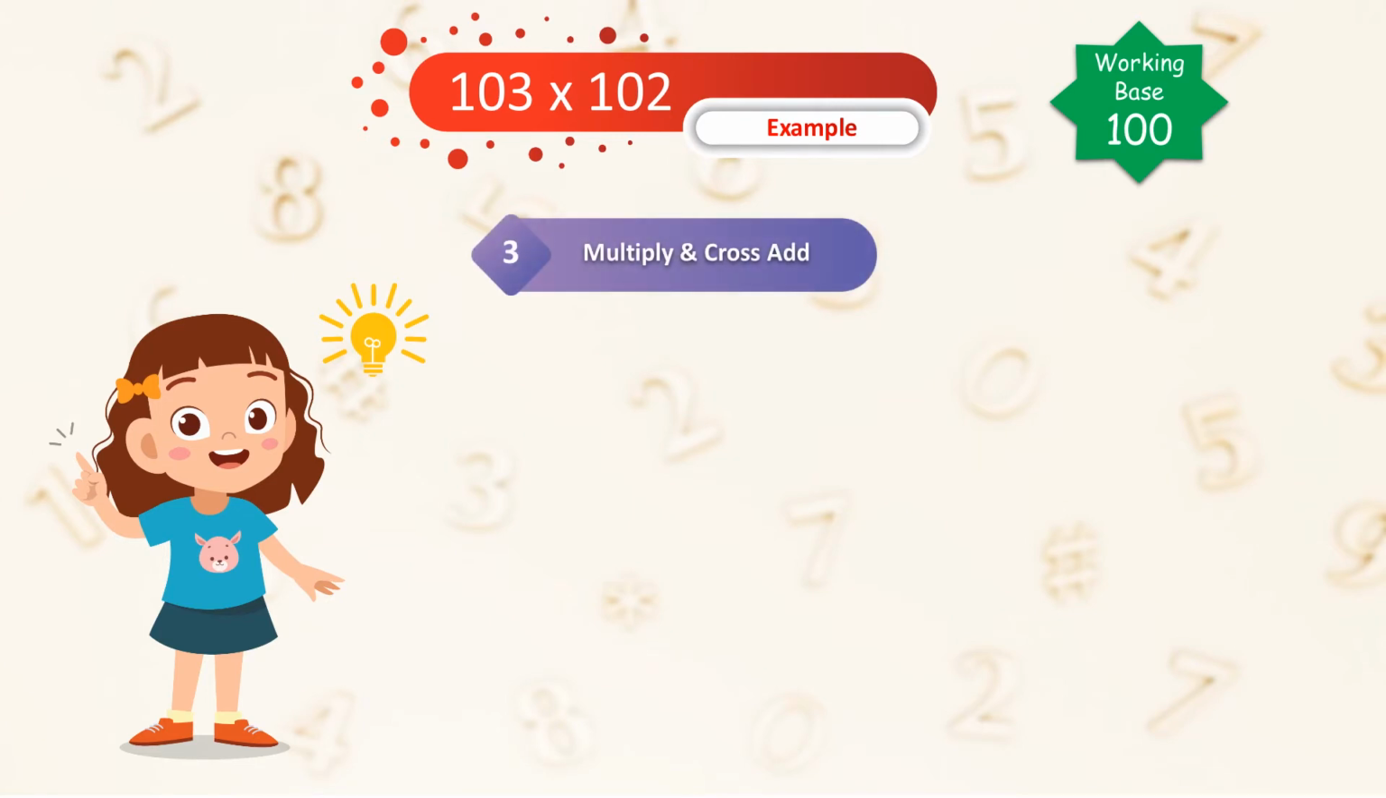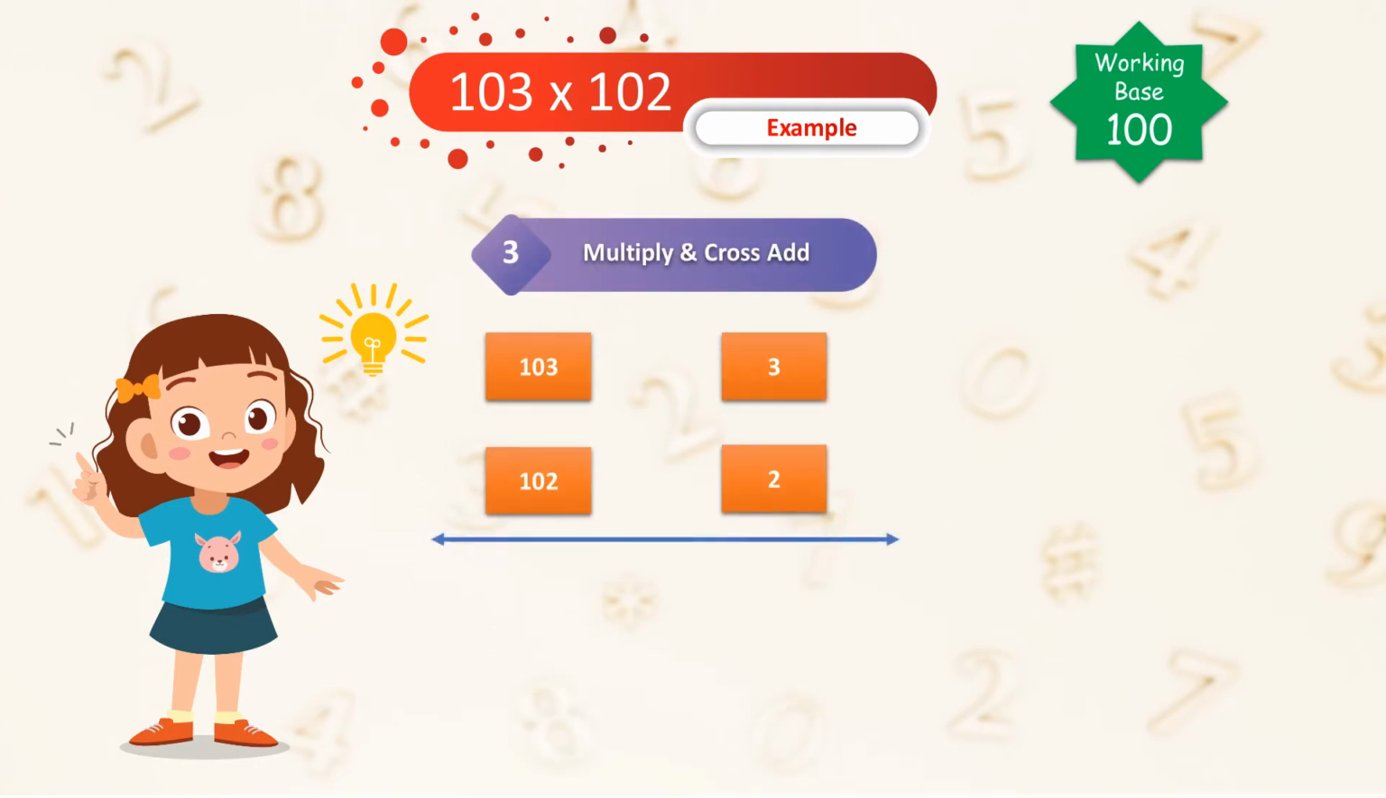We now proceed to step 3, where we are ready to multiply and cross add. Now, the first part of this step, we are going to multiply 3 and 2. 3 times 2 is 6. If you look at the screen, we are writing this as 0, 6. The reason why we are putting 0, 6 is because our working base 100 has got 2 zeros in it. So the answer that is going to come on the right hand side will need to have 2 digits. So we are writing a 0, 6.